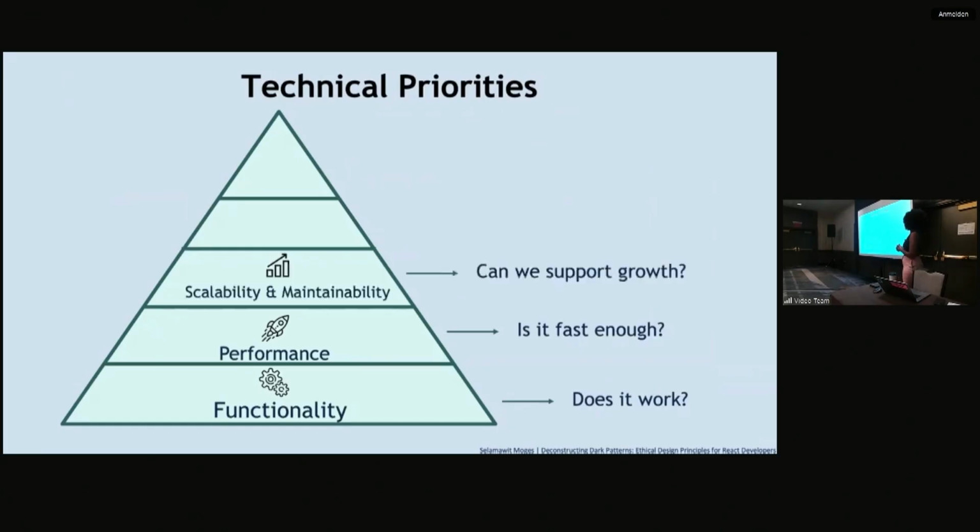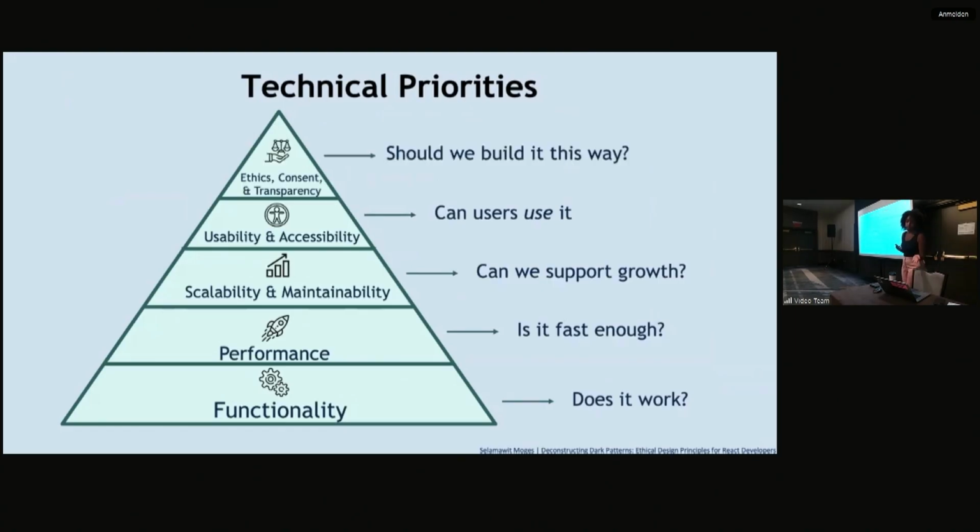And then after that, you might think about, can we support the growth? We have 10 users today, we might have 1 million tomorrow. Can it handle it? After that, we might think about, okay, can all these different types of users use it after the MVP, after the majority can use it? And lastly, you might think about maybe the ethics of it, the consent. Should we build it this way? What are the consequences of opening Pandora's box like this?